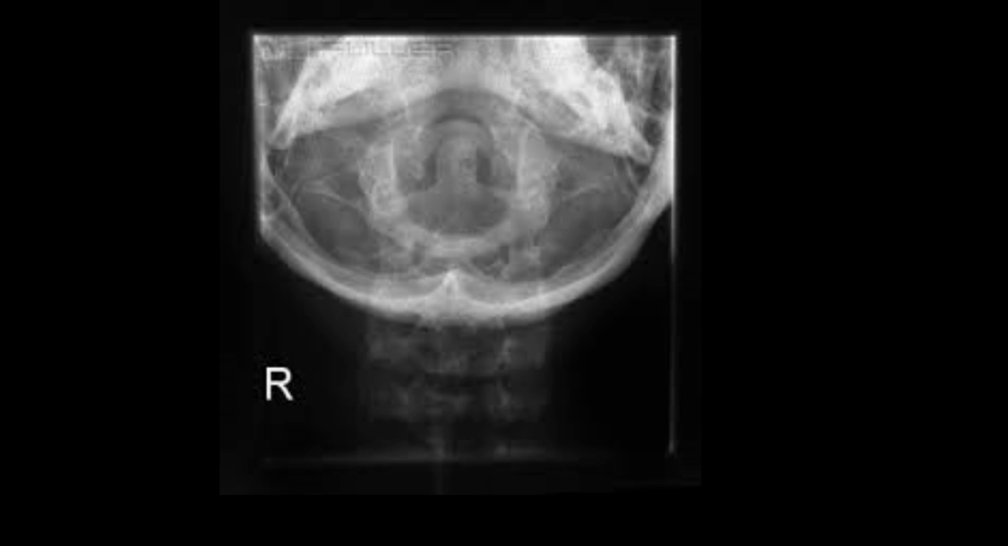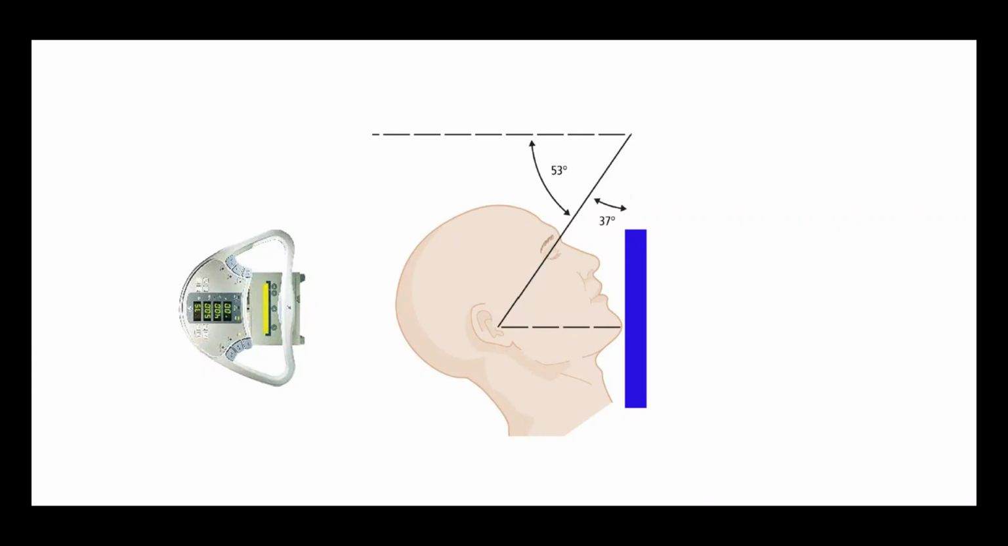But what is the magic number? What is the magic angle? If you're shooting a Waters and your MML is perpendicular to the IR, there'll be a 37 degree angle on the atlas. It's the tabletop to OML angle formed when the head is extended 53 degrees. So 37 is your magic number.